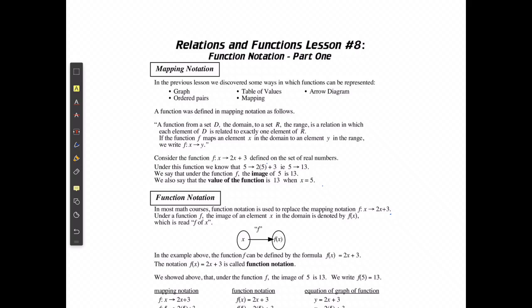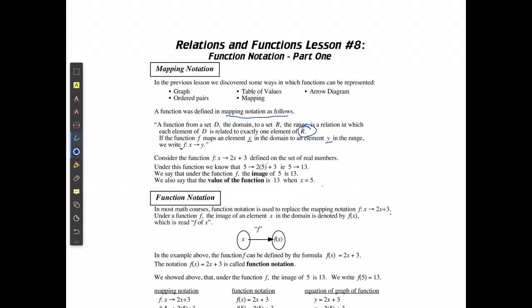Take a look at Relations and Functions Lesson 8, where we're looking at the first part of function notation. So, a function was defined in mapping notation as follows. A function from a set, the domain, to a set, the range, is a relation in which each element of the domain is related to exactly one element of the range. That means that if I know what the domain is, I can only have one possible range value that actually matches.